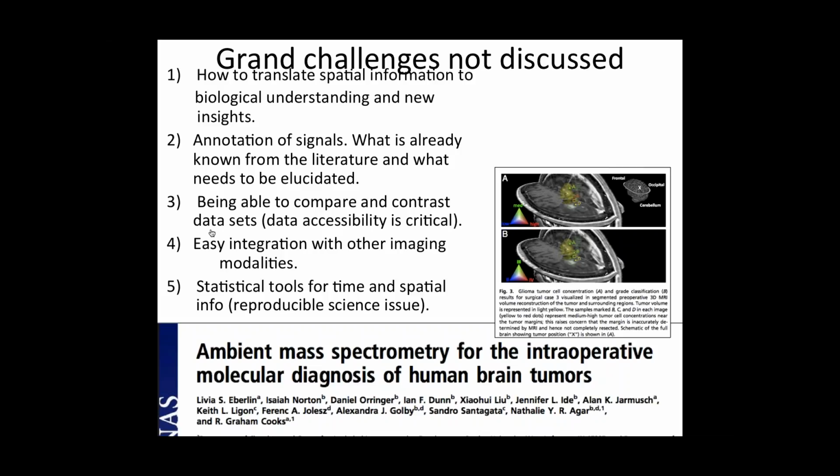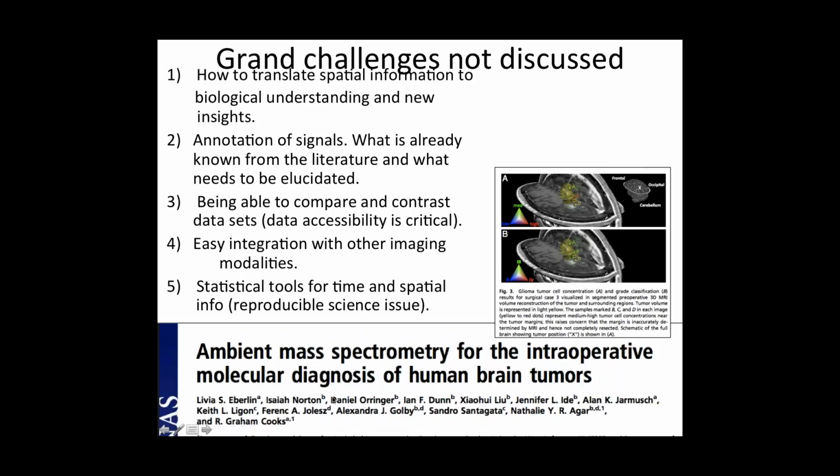What that would do is actually it would help you to figure out what you need to elucidate if it becomes an interesting signal and what you should not spend the time on. We need to be able to compare and contrast data sets, and for this, data accessibility is critical. It would be great at some point that we can take study A from person A, similar to the way genome sequencing is done, that we can grab a genome and compare it to my genome that I have. I think these possibilities exist within imaging mass spectrometry as well. An easy integration of, with other imaging modalities.